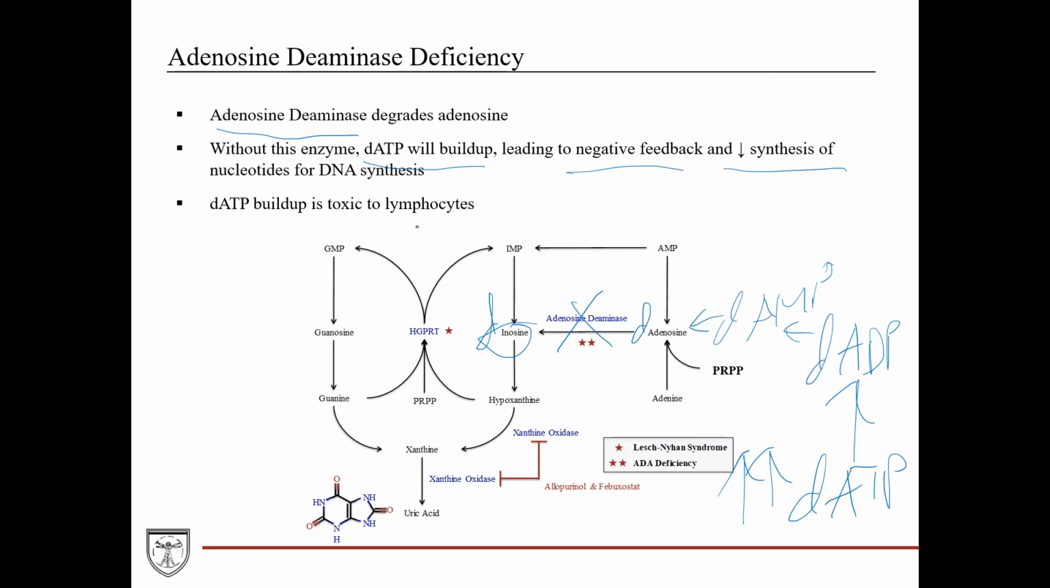If there's enough of the end product, you're not going to produce any more of it. So then the other problem is you have an increase of dATP. This buildup, in addition to decreasing synthesis of nucleotides, is also toxic to lymphocytes. And so it results in significant cell death in lymphocytes. And that's what ends up resulting in these patients becoming immunocompromised.